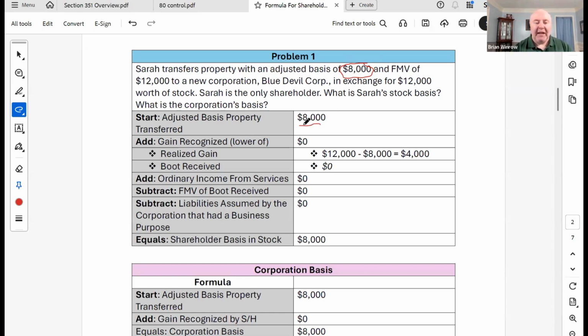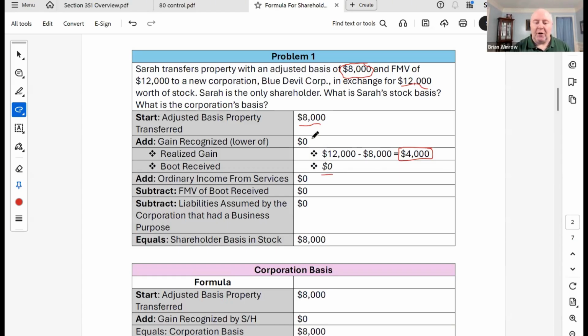Then what we look at is the gain recognized. So the gain recognized is going to be the lower of the amount realized or boot received. Our amount realized is going to be our $12,000 worth of stock that we're receiving minus our $8,000 of basis. So we have an amount realized of $4,000. Boot received, we don't have any boot. Remember, boot is anything other than stock. All we received was stock in the first problem, so our boot received is zero.